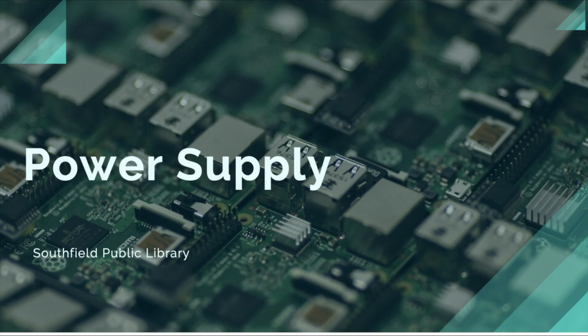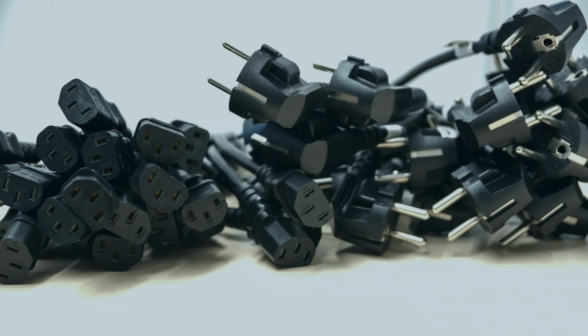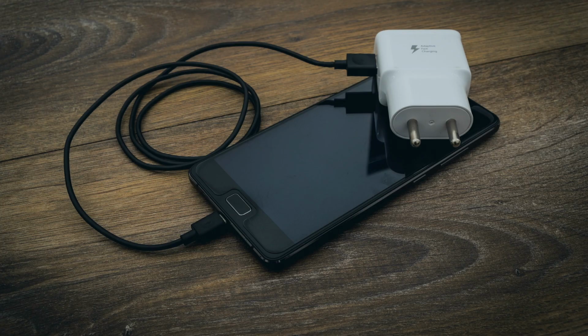Power supply. All Raspberry Pi models have a USB port to supply power. You need a power supply that provides at least 3 amps. Power supplies for Pi models are much smaller than your average computer and are typically the size of a smartphone charger.